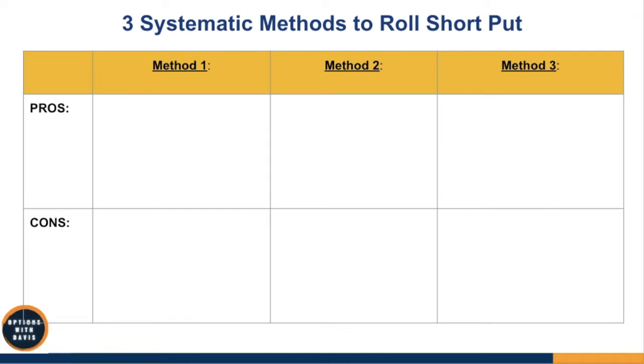Okay, so now I want to share with you 3 systematic methods to roll your short put. Alright, so the very first method is to roll when there's 21 days to expiration left if it's in the money. If it's out of the money, you don't touch it. The moment it gets in the money, then you start to roll it. So for example, let's say you have a put at 180. Alright, let me just change the color of that.